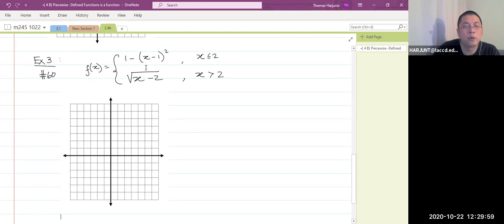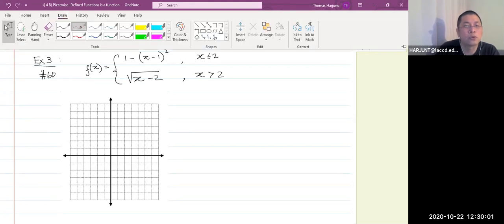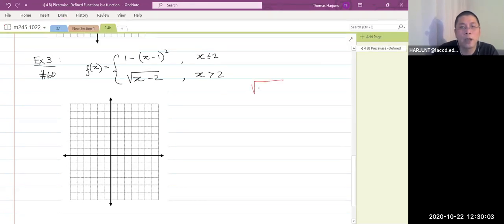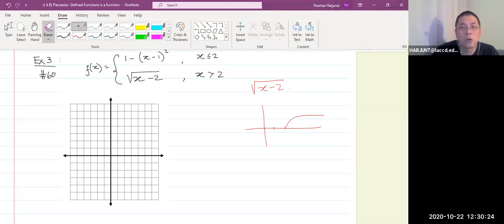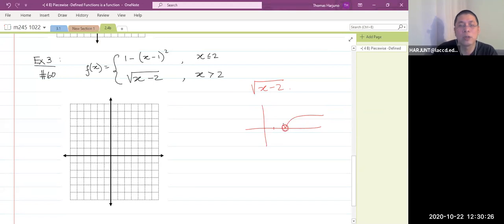The graph for the square root of x minus 2 is actually the square root of x moved 2 units to the right. Is that right? Okay, that's the square root of x moved 2 units to the right. It happens to coincide with these, but I should not include the endpoints.